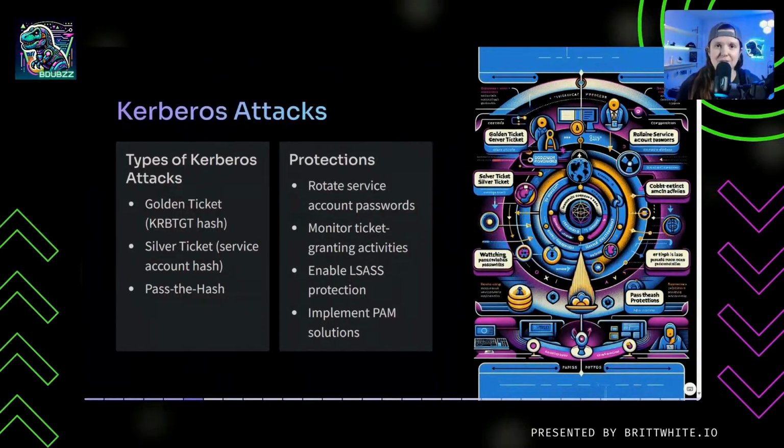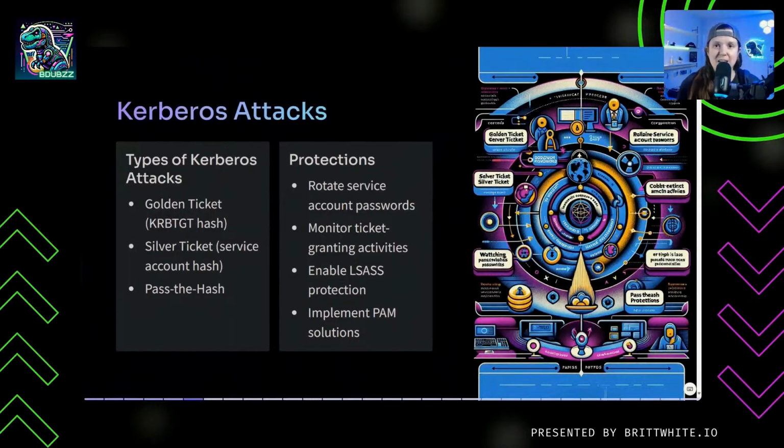A silver ticket attack is more targeted. The attacker steals a service account's hash to forge tickets for specific resources. While more limited in scope than golden tickets, they're harder to detect because they bypass the domain controller. To prevent this, implement strict service account security, enable advanced audit policies, and monitor for unusual service ticket patterns.